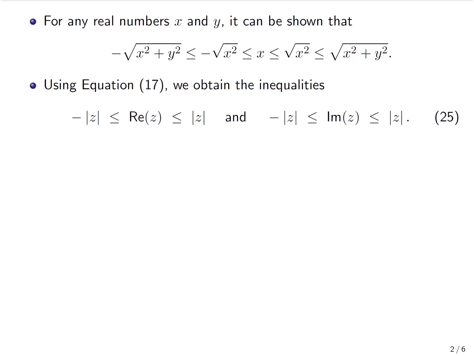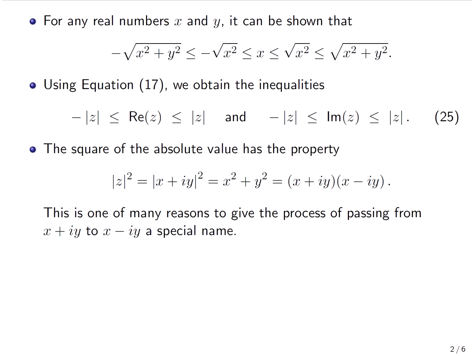We can say that the real part of z is the x value, that's the x coordinate. Because of that, and also the absolute value is this term, this equals the absolute value. So we have this inequality. And similarly, if you write the same for y instead of x, you get this inequality. These two are really important in certain simplification steps. Okay, we call this equation 25.